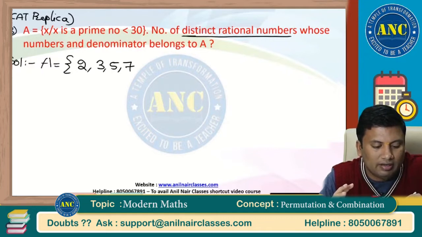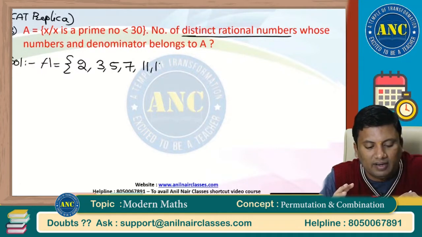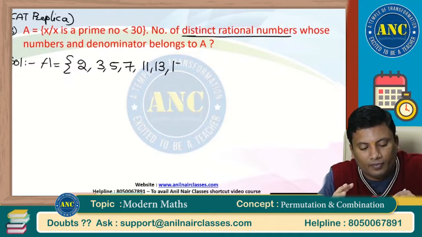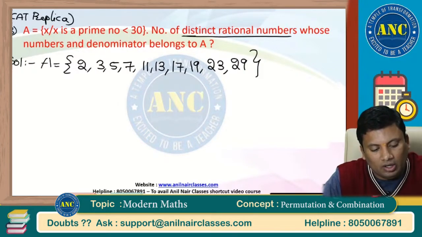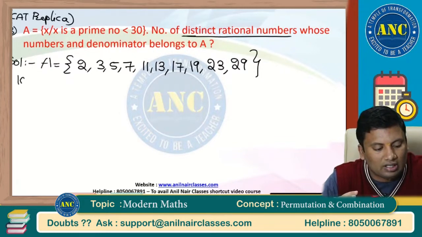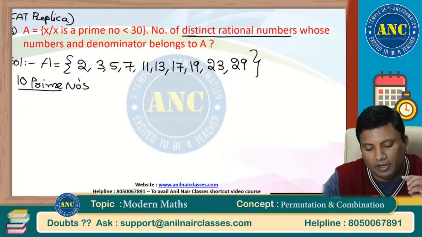The primes are 2, 3, 5, 7, 11, 13, 17, 19, 23, and the next one is 29. Counting 1, 2, 3, 4, 5, 6, 7, 8, 9, 10, so in total there are 10 prime numbers.